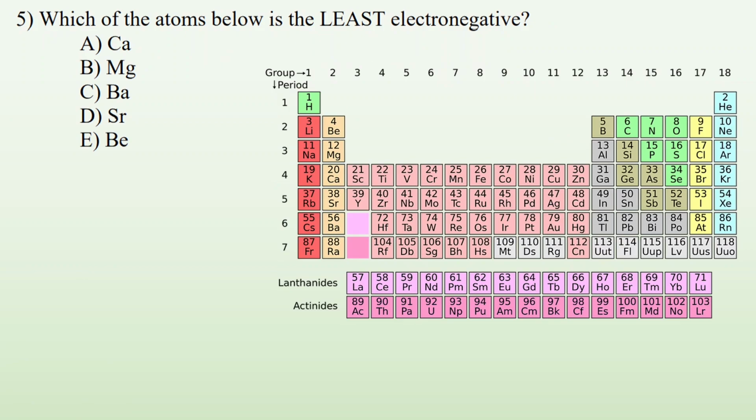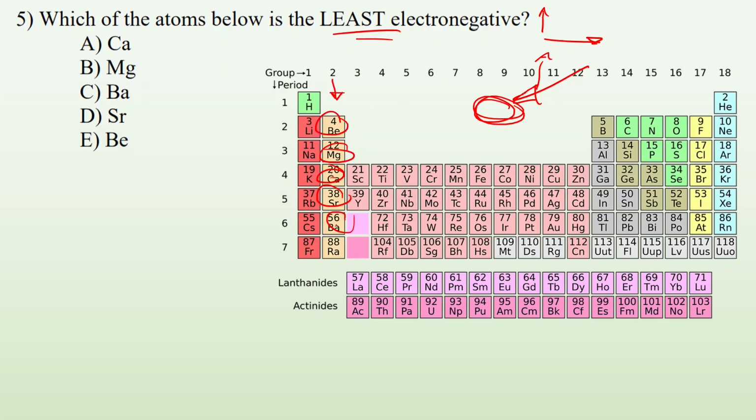5, which of the atoms below is least electronegative? So again, electronegativity increases going left to right as well as bottom to top. So if we want the least electronegative, we're looking for the bottom left. So we got calcium, magnesium, barium, strontium, and beryllium. Oh, cool. They're all in the same group.